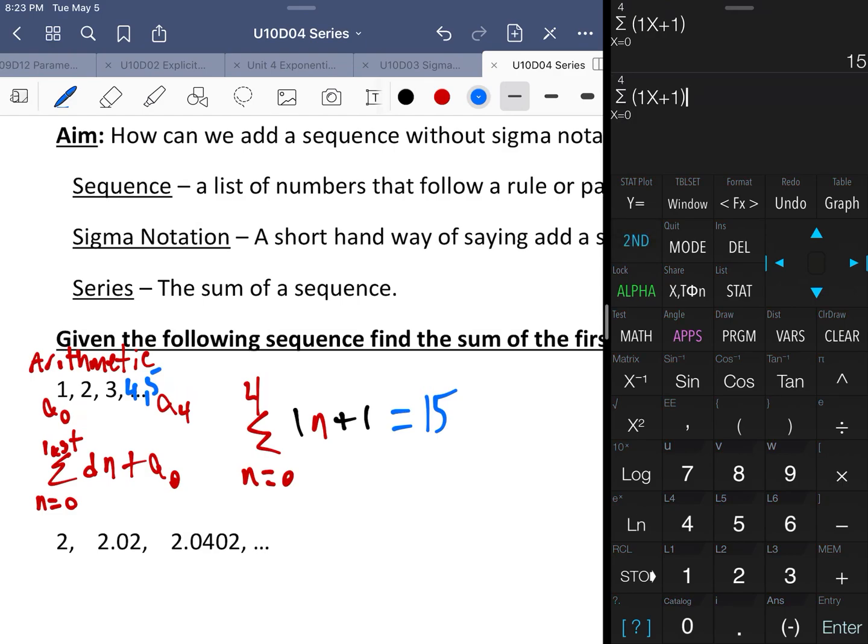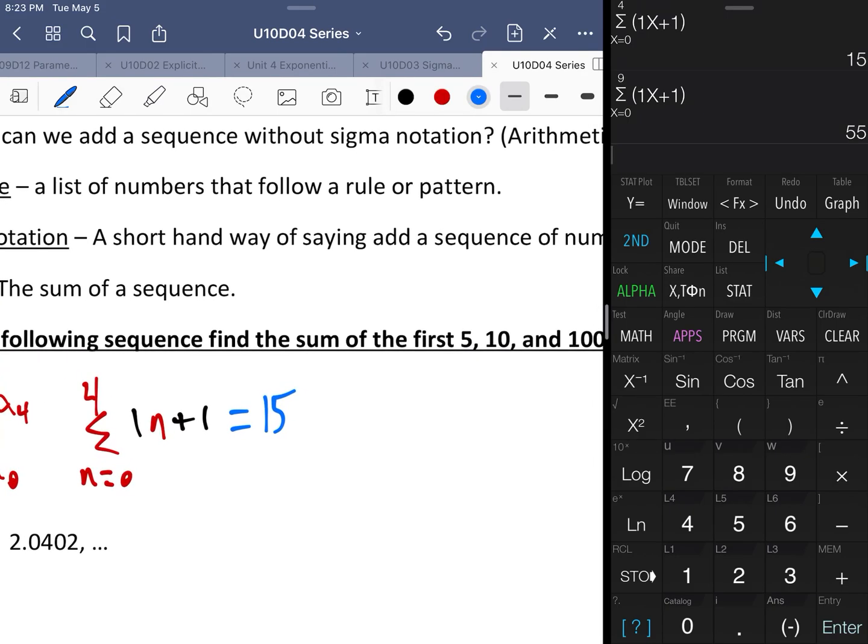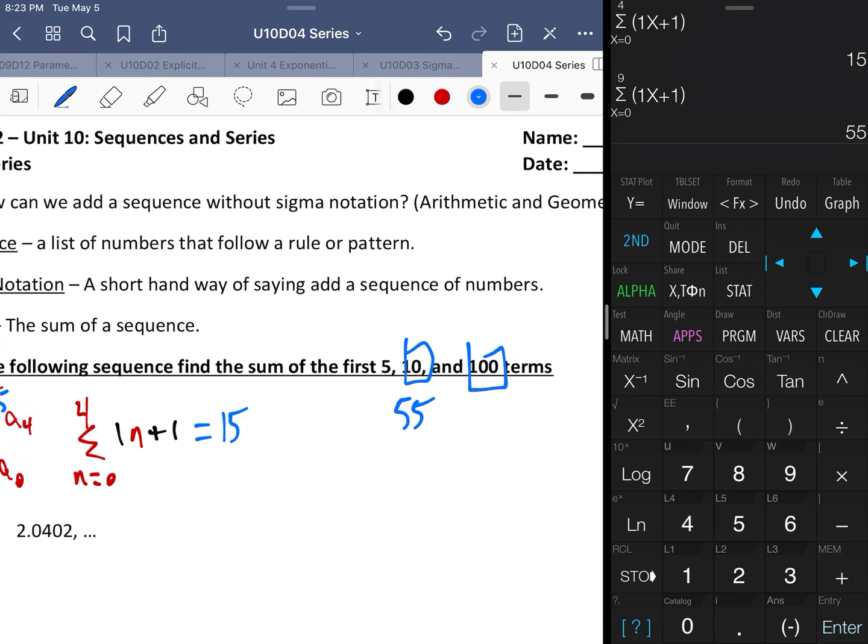If I press second enter on a TI, it'll allow me to rewrite the previous formula. So I'm just going to scroll to the left until it lets me change my index to 9. So that would be terms 0 to 9, which is 10 terms. So I can press enter and I'll get 55 for 10. And for 100, I need to make that into a 99. So I'm going to do second enter to bring up my previously entered expression. I'm going to change this to a 99, and I'll get 5,050.